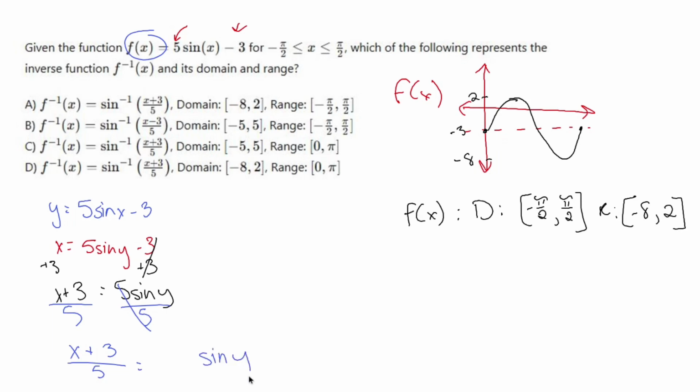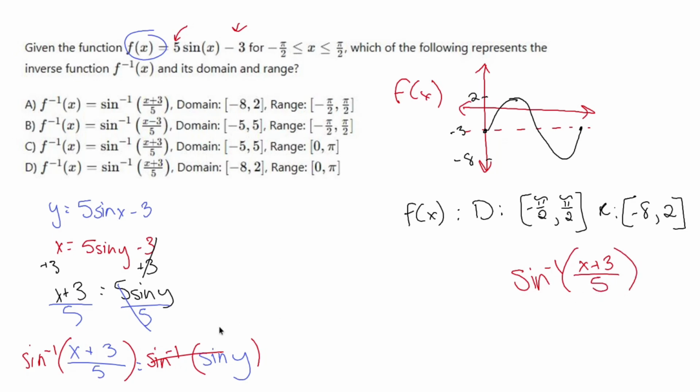Whoa, why did I leave all that space? Well, in order to get y all by itself, I have to inverse sine both sides. So you cross out, and now I have sine inverse of x plus 3 over 5. Now, since y is all alone, I can call it f inverse of x. So now f inverse of x looks like this.